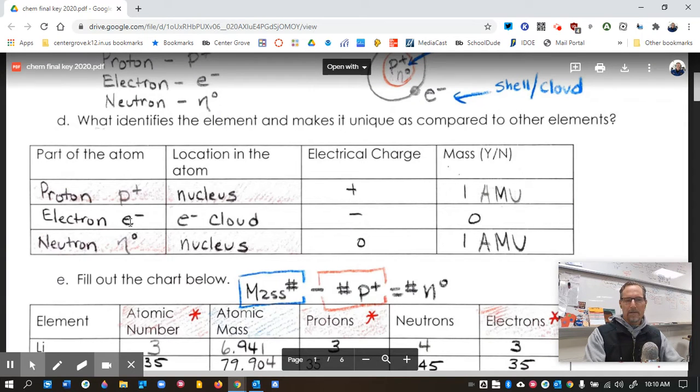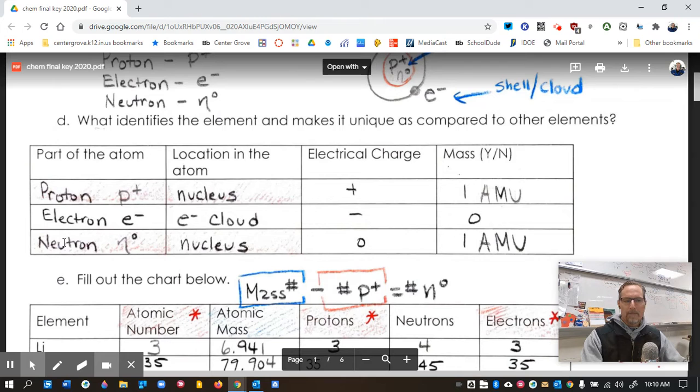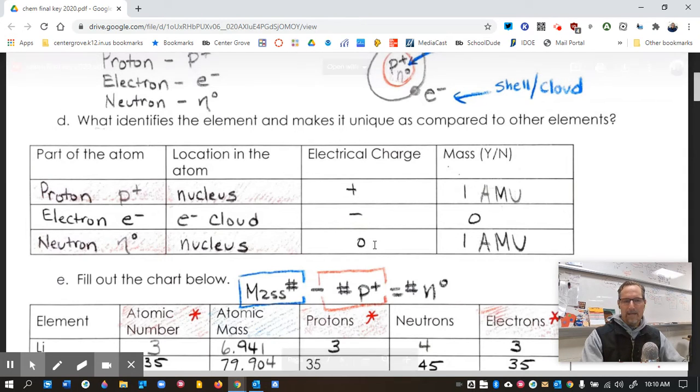The electron is in the electron cloud, or the shells around that nucleus. It has a negative electrical charge, but it doesn't have any mass. Now, the mass is extremely small, but for our purposes, we just say it's 0. And then the neutron is also in the nucleus along with the proton. It does not have any charge. It has a neutral charge, and its mass is 1 atomic mass unit.